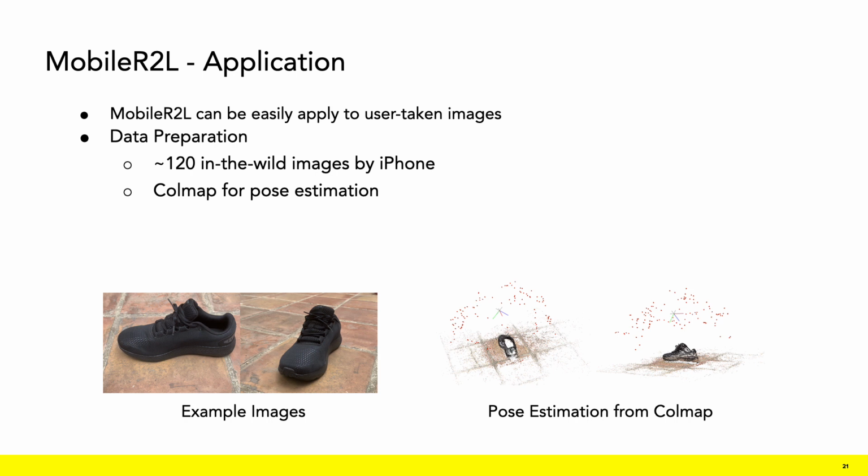MobileR2L can be easily applied to user-taken images because we are not using complicated representations such as meshes. To create your own neural asset, you can take several images using your phone. For the sneaker in this slide, we took about 120 images by iPhone and used COLMAP to estimate the poses.